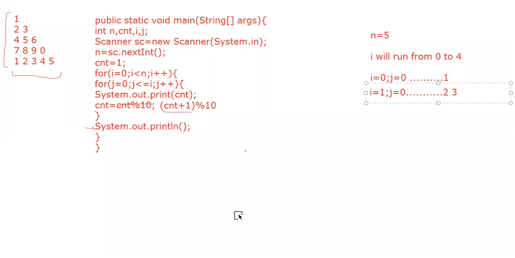And when CNT will reach the value of 10, we will do 10 mod 10. So when the value of CNT will be 9 and we will add 1 to it, the value will become 10. In that case, we will divide it by 10, and 10 mod 10 is equal to how much? It is equal to 0, and this 0 will be printed. And again, the value of CNT will be 11, and so on. So in this way, this program will proceed.